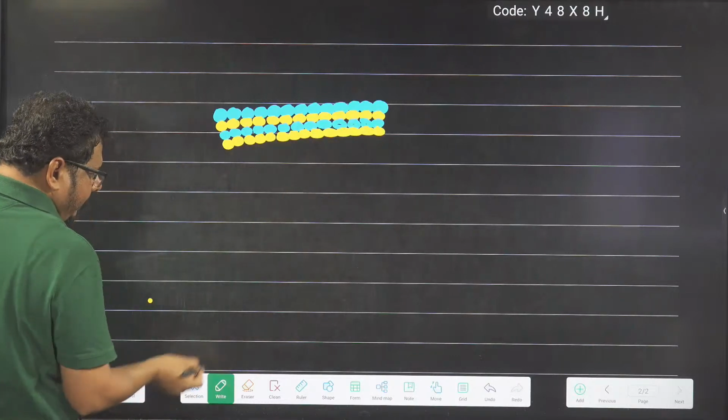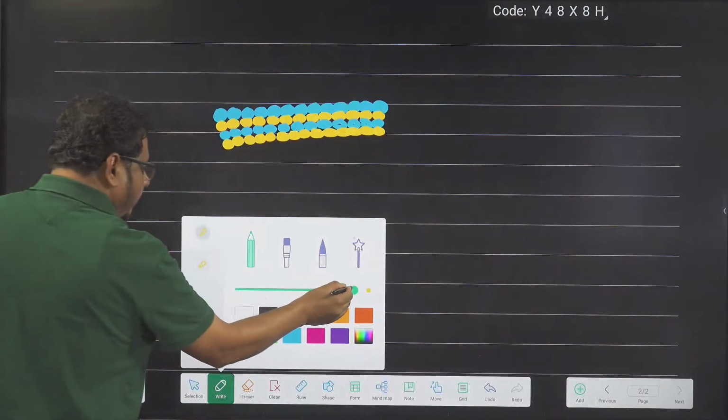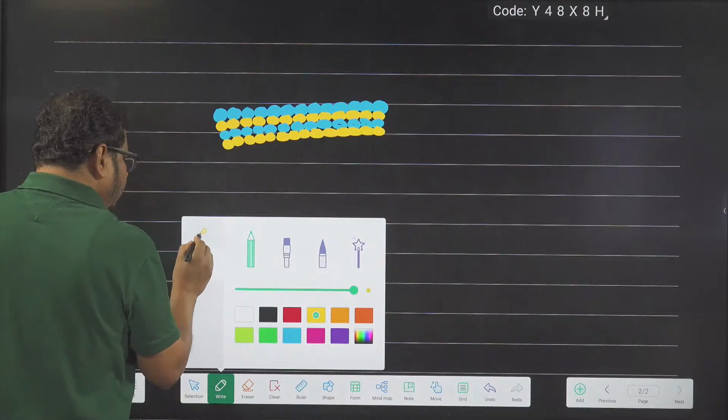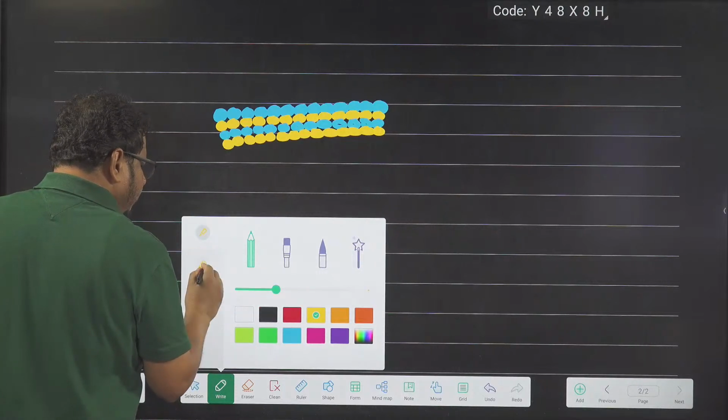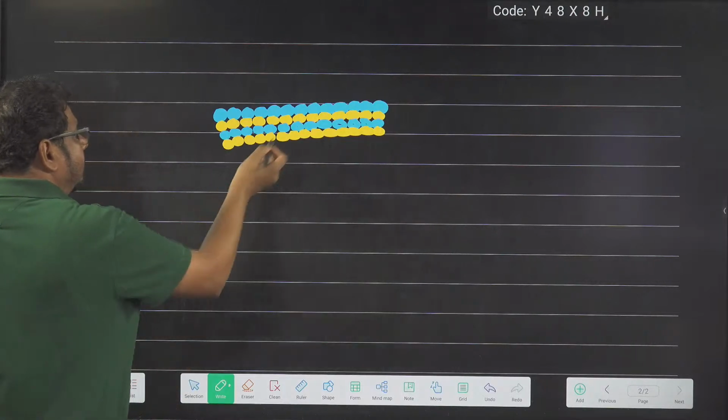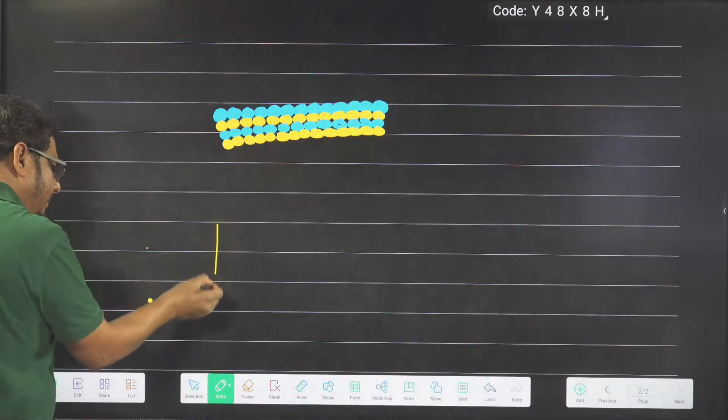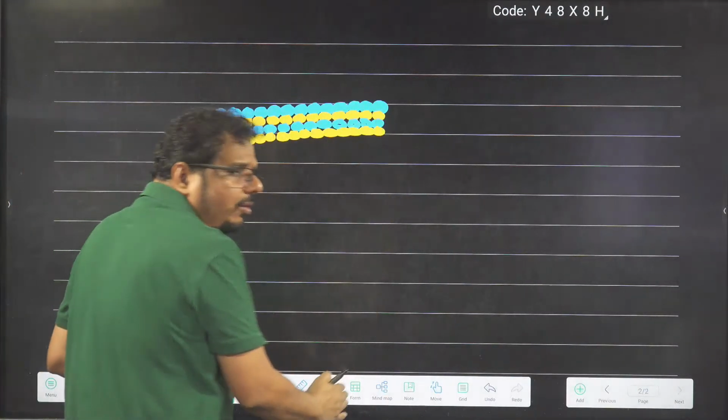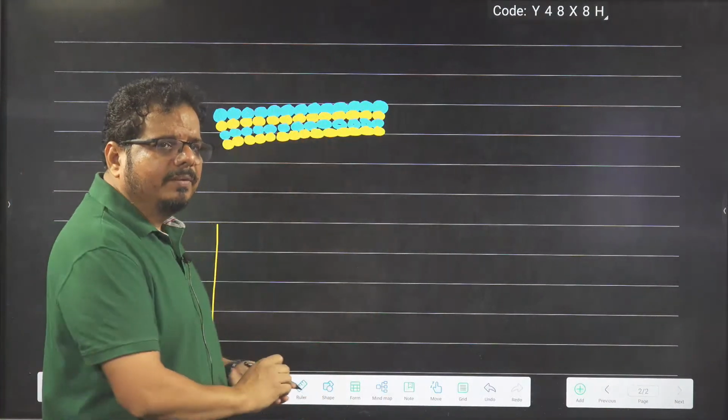So what you are finding, likewise it is arranging. Alpha and beta arrange like this. Getting the idea? You think like it is arranged like this. So a long sheet will form or not? A sheet will form or not of alpha and beta?